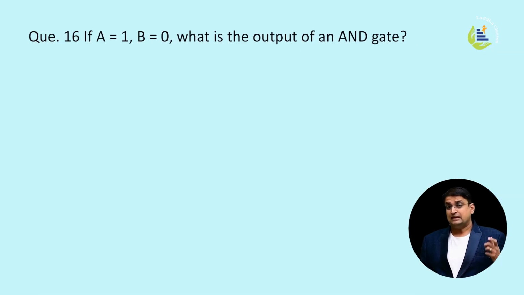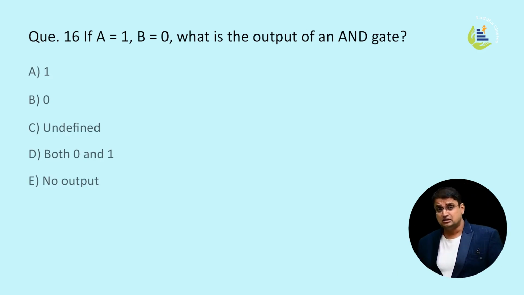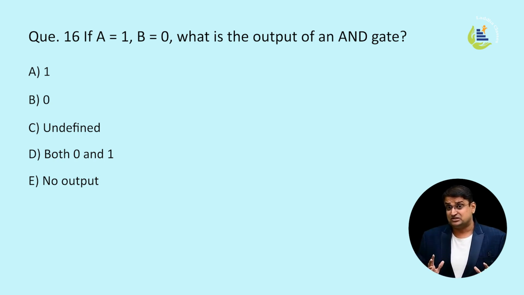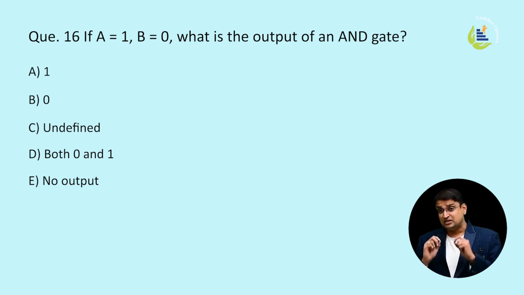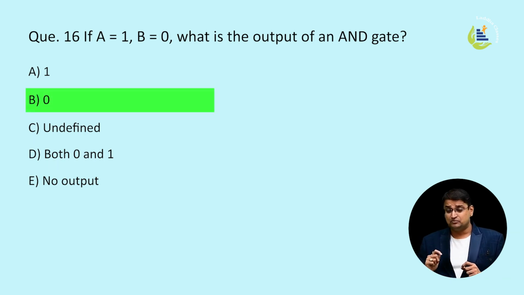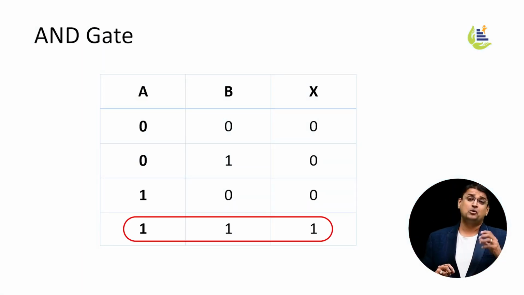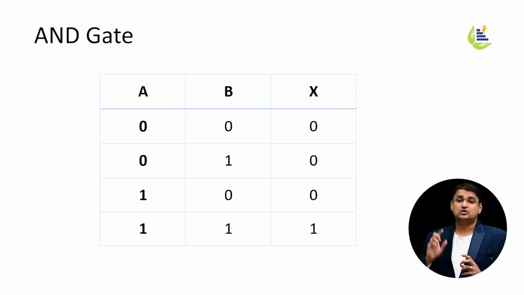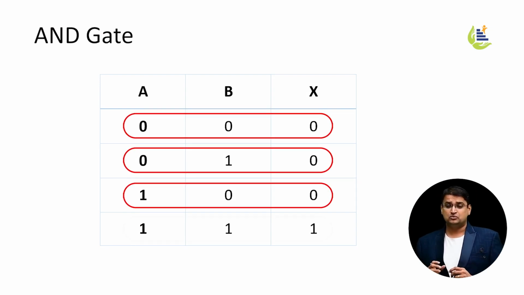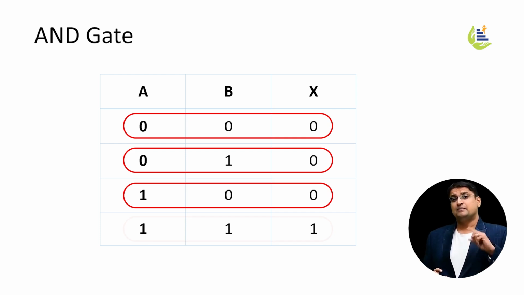Question 16. If A is 1, B is 0, what is the output of an AND gate? Options are 1, 0, undefined, both 0 and 1, no output. Correct answer option is B, 0. Because an AND gate returns 1 only when both inputs are 1. If one input is 0, the output will be 0. Other options are incorrect based on the AND gate's behavior.